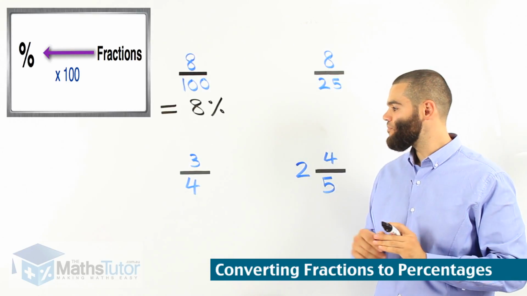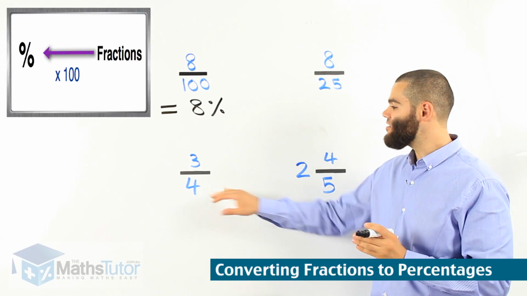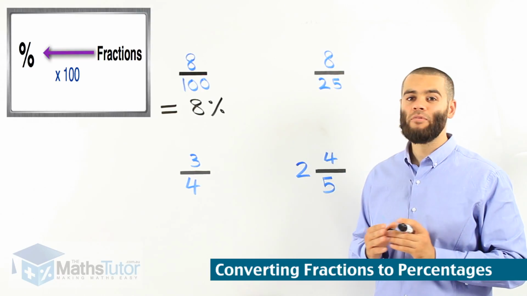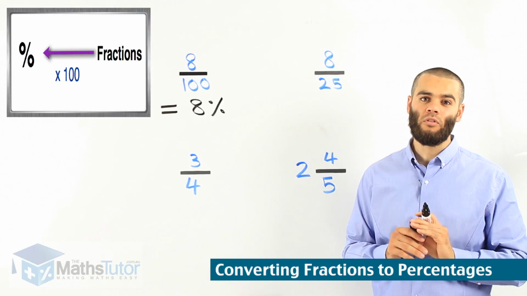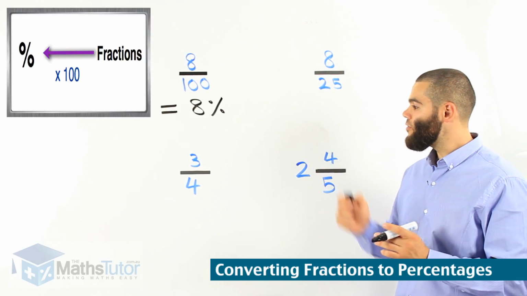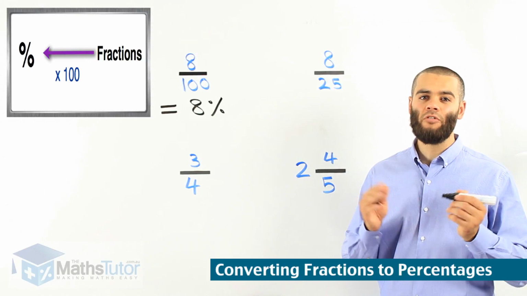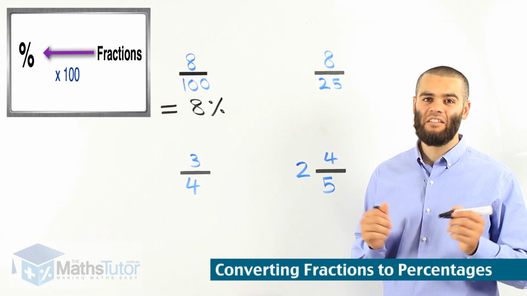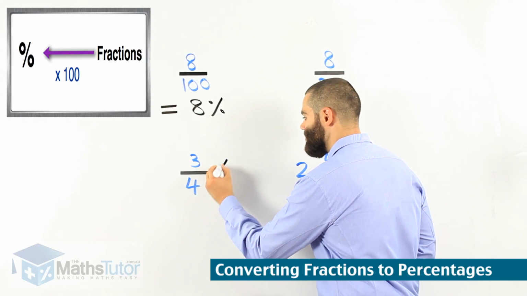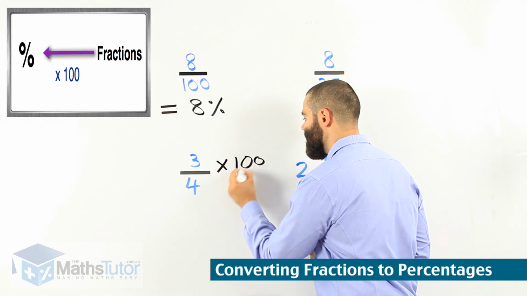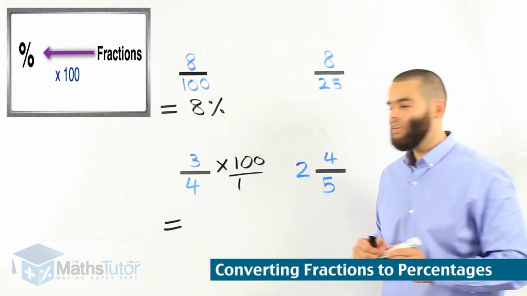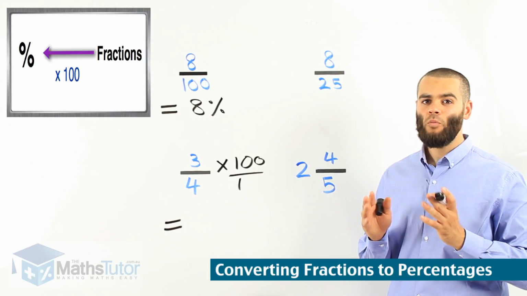Looking in this example, we notice that the denominator is not 100. So we can't just simply do what we just did up top. We have to follow the rule. Multiply by 100. So 3 over 4 times by 100 over 1, we're going to get the answer in percent. So grab your calculator. 3 over 4 times 100 over 1. Put it in your calculator, and what are you going to get?